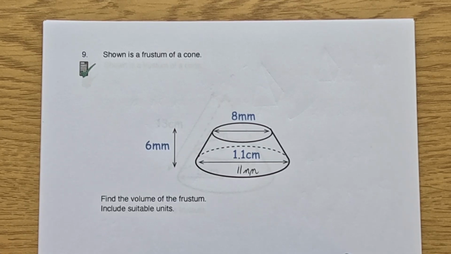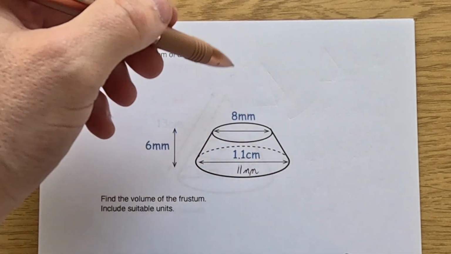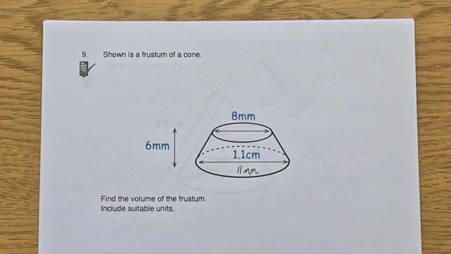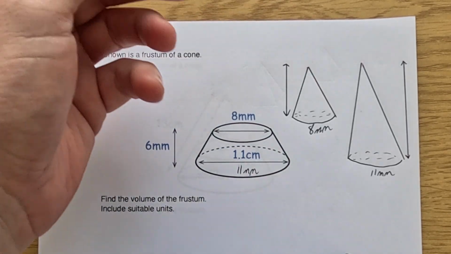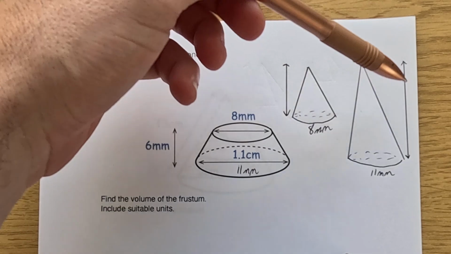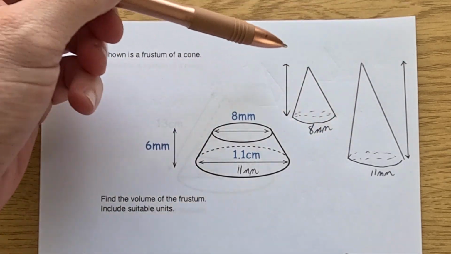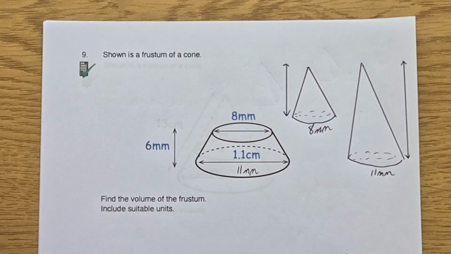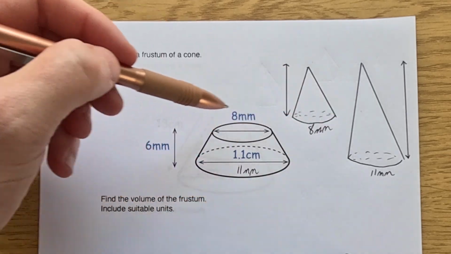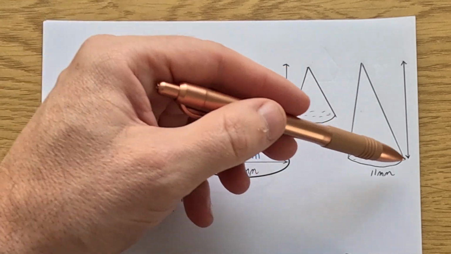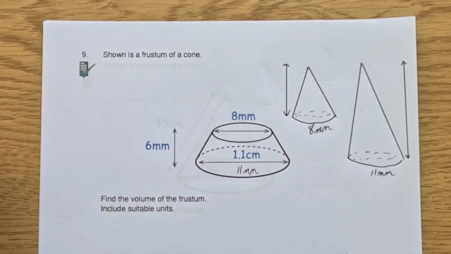Okay, the other thing I'm going to do is sketch the original cone and then the smaller cone that was chopped off. So I've just sketched two cones. This cone's a bit wonky here, but this is the original larger cone, and this is the smaller cone that's been chopped off. You can see the diameter at the base of the smaller cone is 8 millimeters, and the diameter at the base of the larger cone is 11 millimeters.